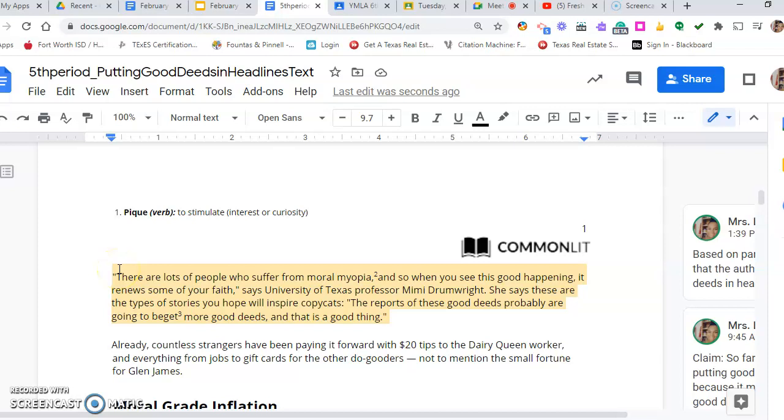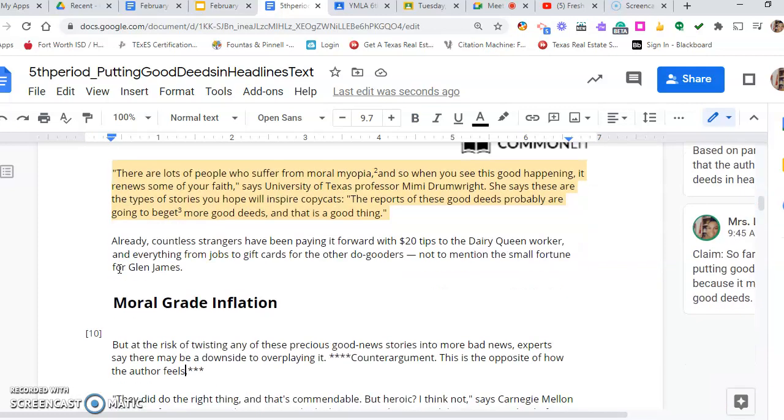There are lots of people who suffer from more myopia, and so when you see this good happening, it renews some of your faith, says University of Texas professor Mimi Drumright. She says, these are the type of story you would hope inspire copycats. The reports of these good deeds probably are going to beget more good deeds, and that is a good thing. Already countless strangers have been paying it forward with $20 tips to the Dairy Queen worker, and everything from jobs to gift cards for the other do-gooders, not to mention a small fortune for Glenn James.